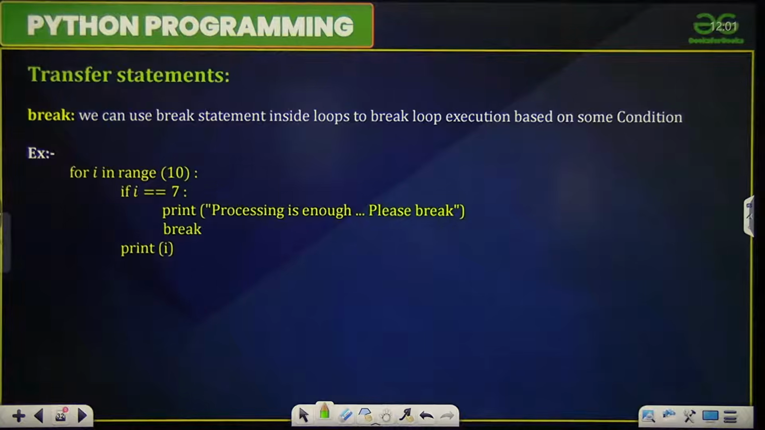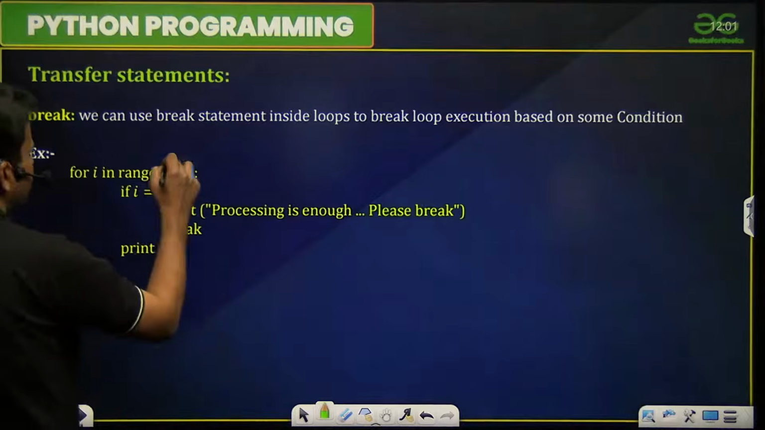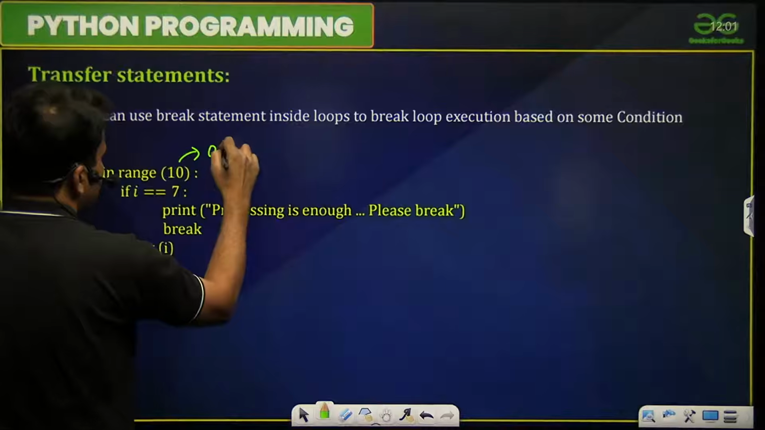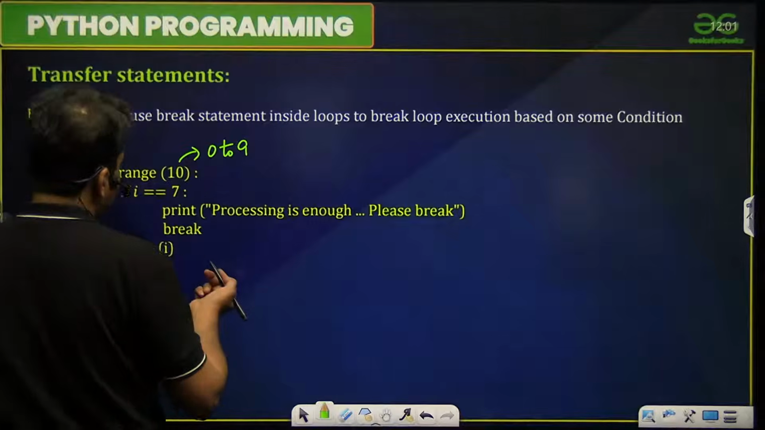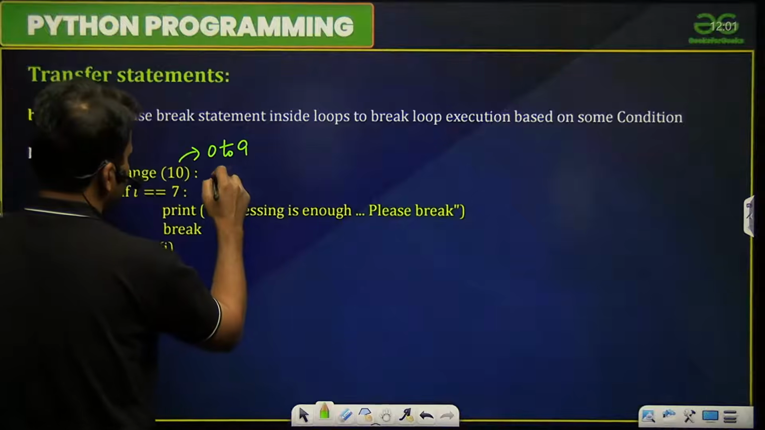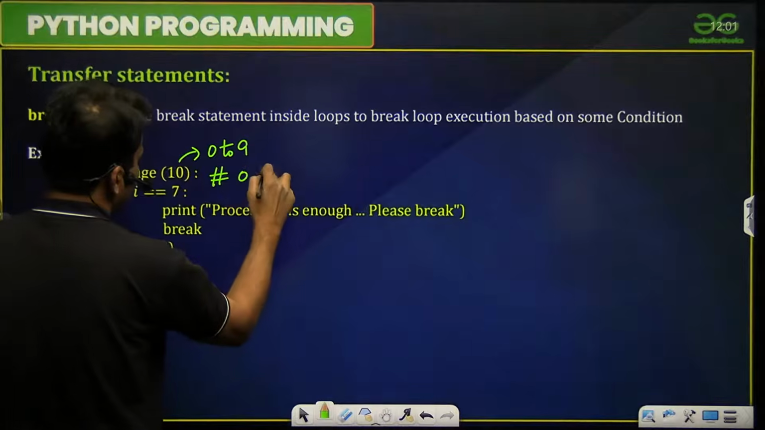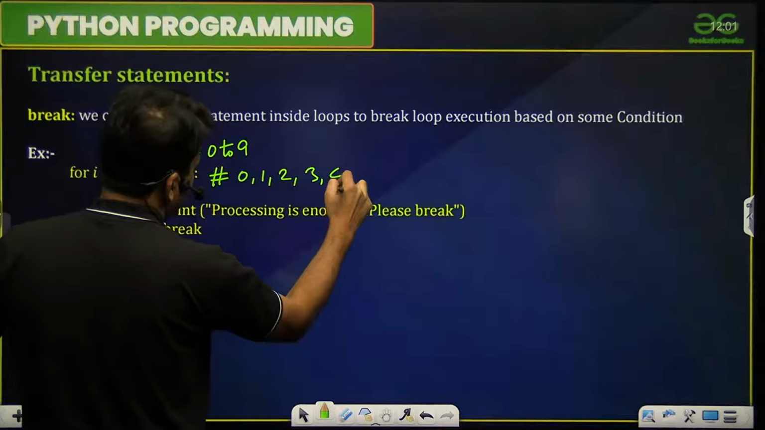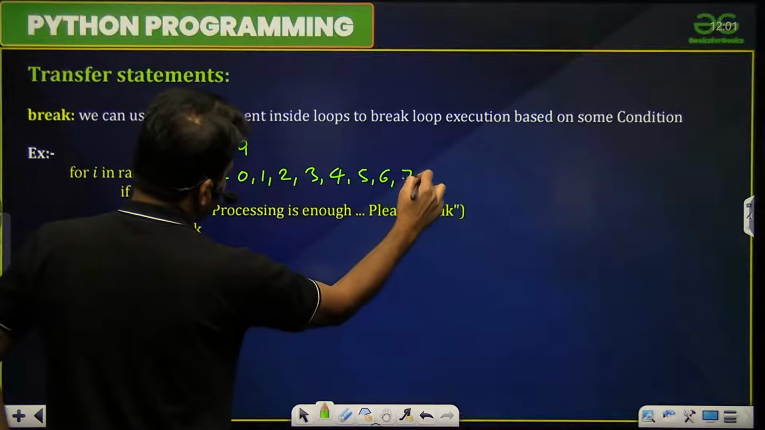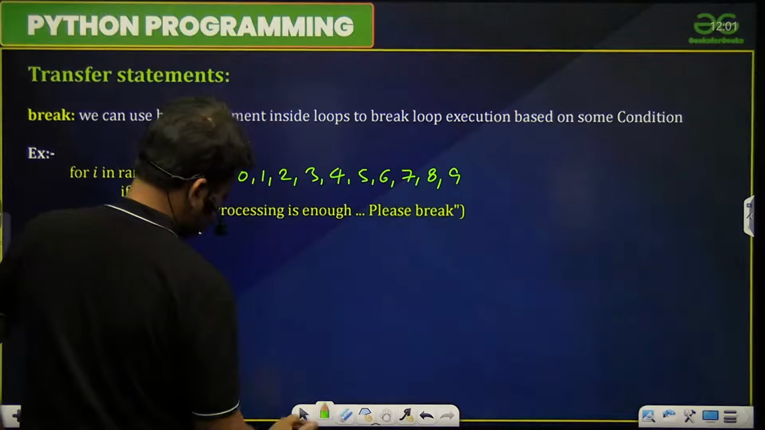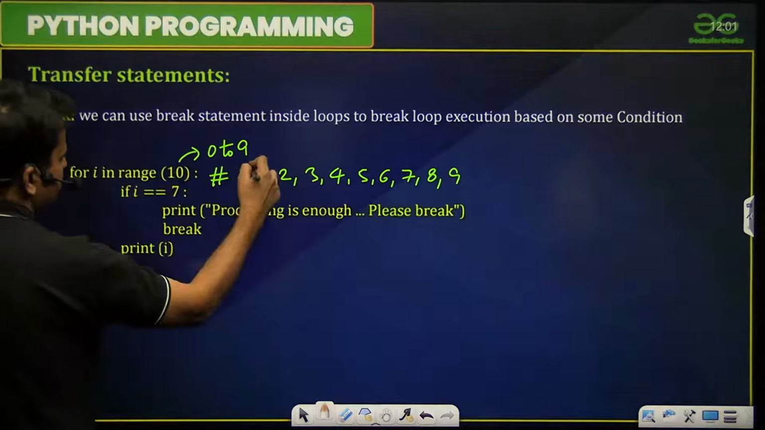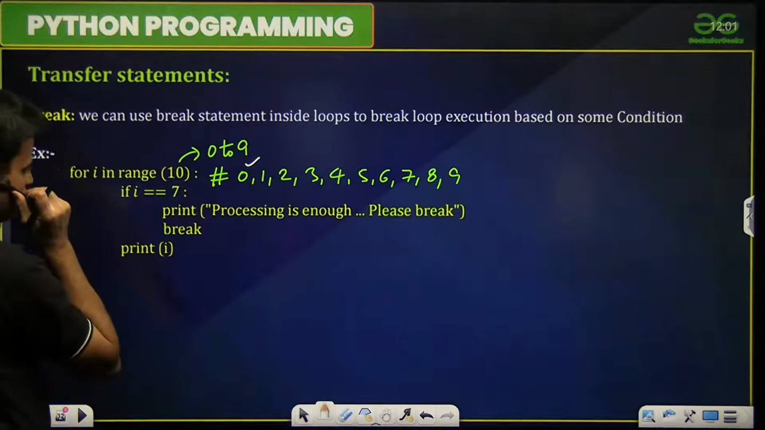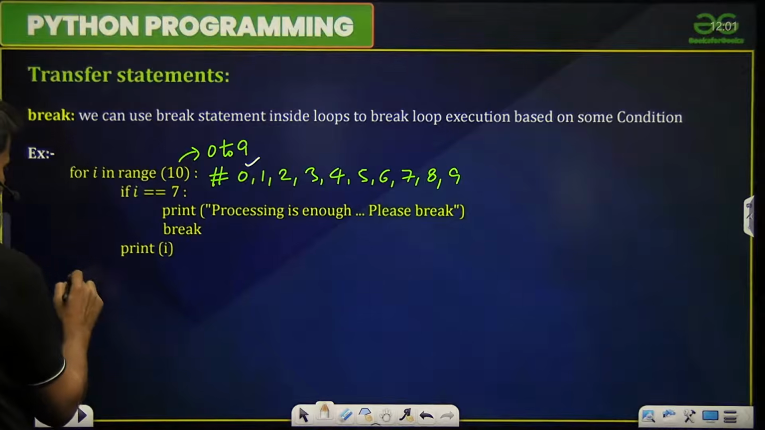So for i in range 10, what is the meaning of this? 0 to 9. The possible values are 0, 1, 2, 3, 4, 5, 6, 7, 8, and 9. So when i is 0, is i equals 7? No, not 7. So print i.